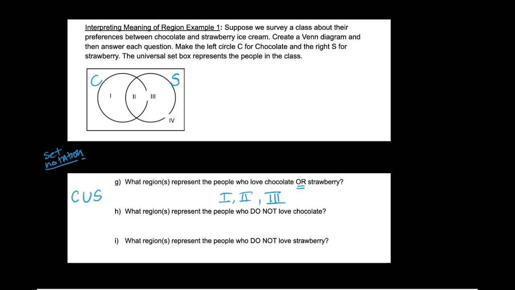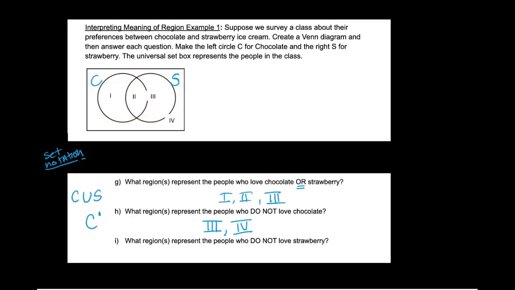For H, we're looking for the regions that represent the people who do not love chocolate. I'm going to shade everything that's outside of this circle, because we want everything except chocolate. Those regions would be people in region 3 who only like strawberry, and also people in region 4 who don't like strawberry or chocolate. The set notation for everything except C is where we use complement. So it would be C complement, everything that's not in C.